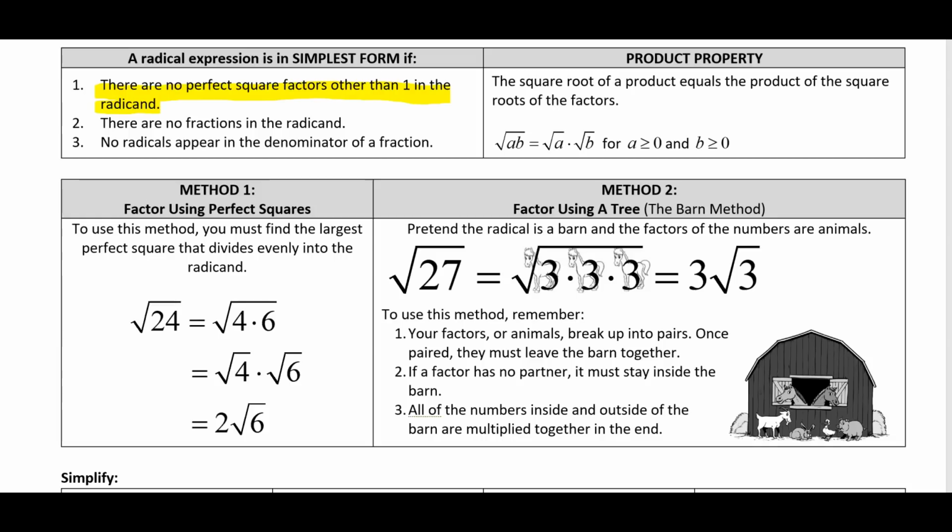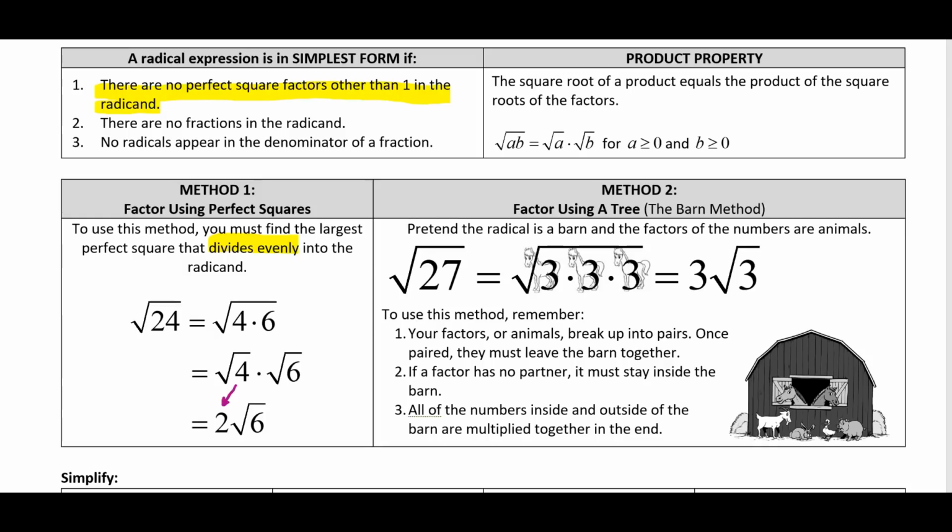So the biggest perfect square that divides evenly into this number is our 4. 4 is a perfect square. Now, 6 is not a perfect square, which means we're going to use our property and split them up into the square root of 4 and the square root of 6. The square root of 4 becomes this 2. Now the square root of 6, there are no perfect squares in that other than 1, so I leave it. So 2 square root of 6 is the simplified version of the square root of 24. And the reason we're writing it like this and not as the decimal equivalent is because this answer is exact, and we're looking for precision in mathematics.